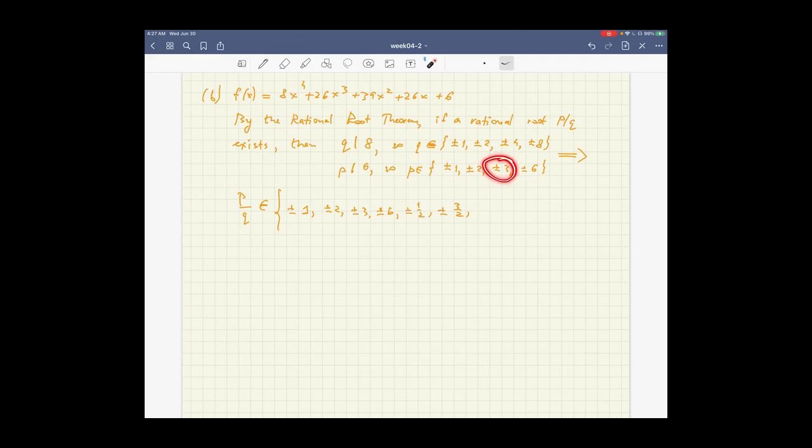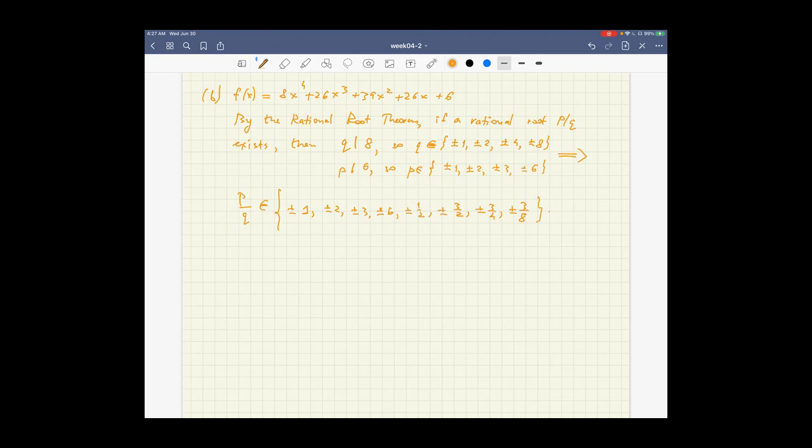Now, dividing 3 by all of these numbers gives us 3, which we already have, 3/2, which we already have. Now 3/4 and 3/8. How about 6? 6 by 1 is 6, which we have. 6 by 2 is 3, which we already have. 6 by 4 is 3/2, which we already have. 6 by 8 is 3/4, which we already have.